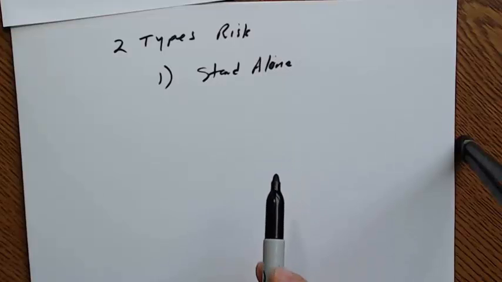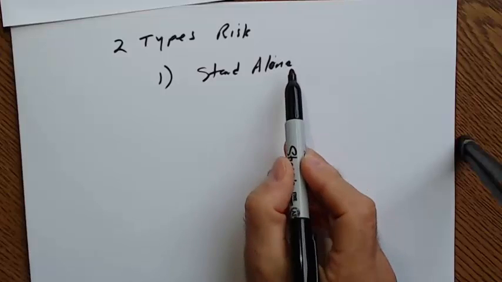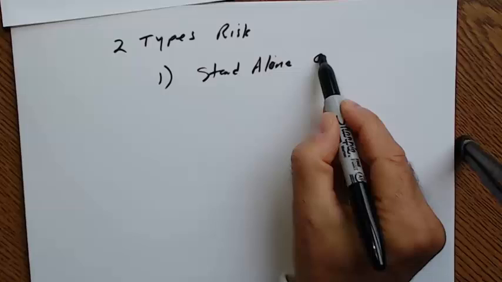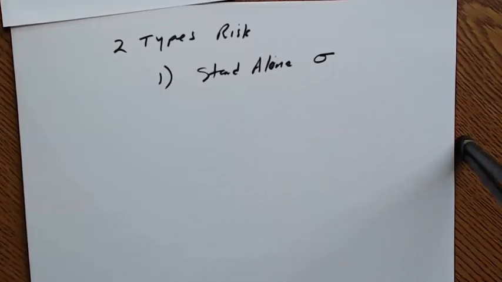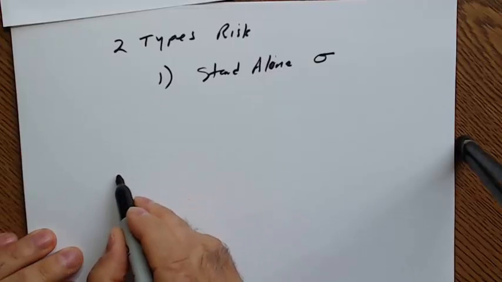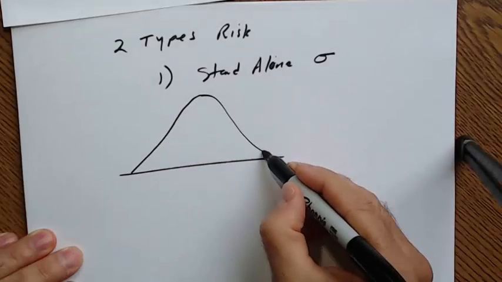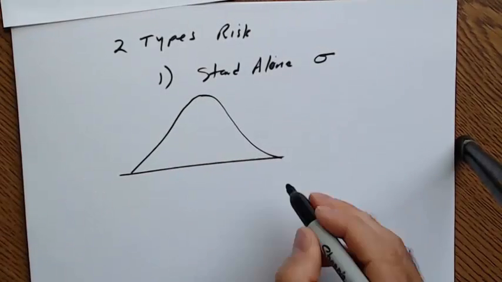And you're looking at the risk of that portfolio. It's called the standalone risk of that particular stock. It's measured by a thing called standard deviation, denoted as sigma in your textbook. Sigma measures how spread out your returns are going to be.